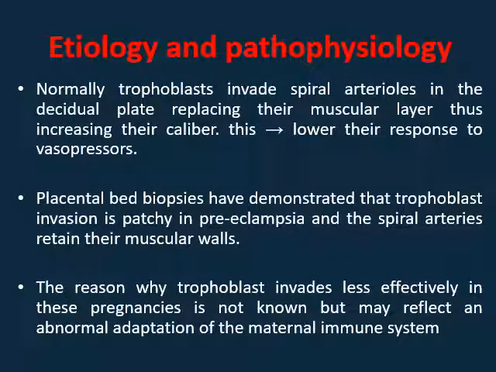Normally, trophoblasts invade spiral arterioles in the decidual plate, replacing their muscular layer, thus increasing their caliber. This will result in lowering the response to vasopressor. Placental bed biopsies have demonstrated that trophoblast invasion is patchy in preeclampsia, and the spiral arteries retain their muscular walls. The reason why trophoblast invades less effectively in these pregnancies is not known yet, but may reflect an abnormal adaptation of maternal immune system.